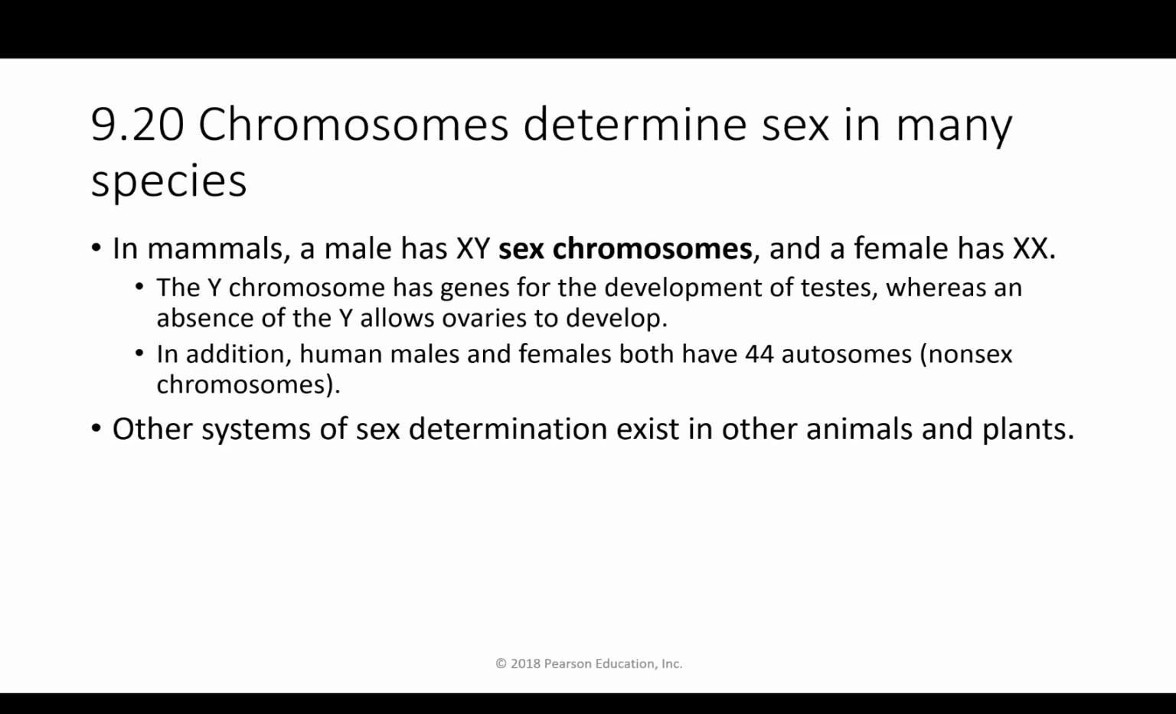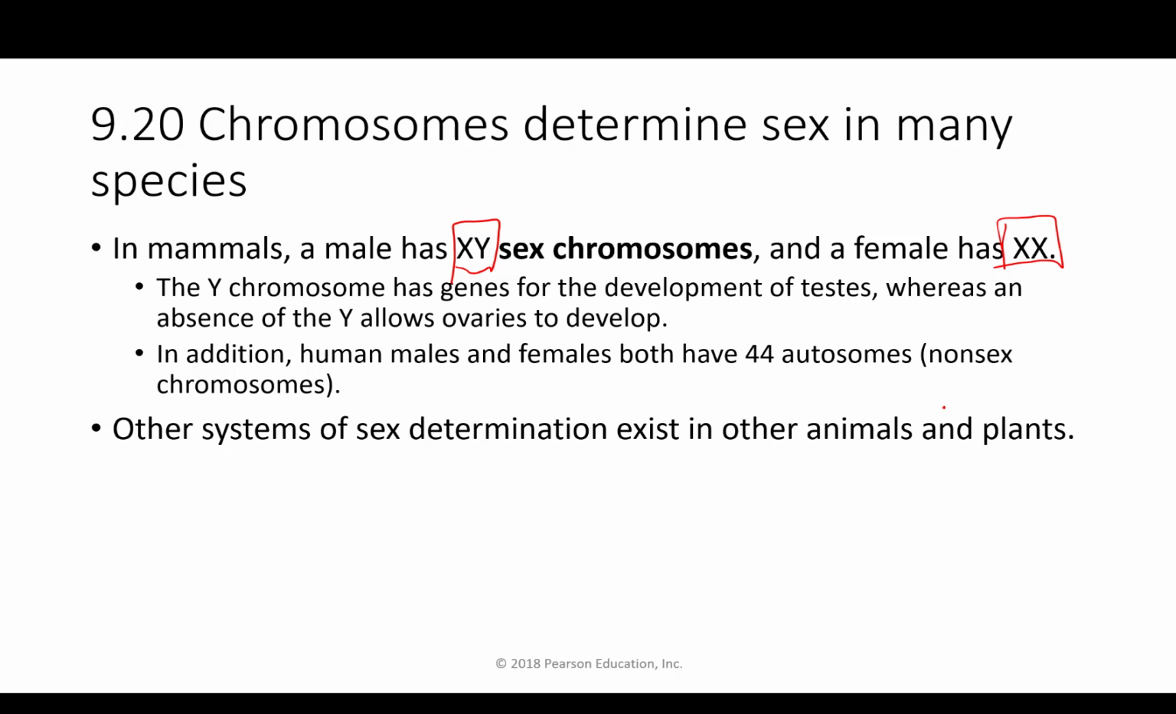So just as a review, males have XY, and females are XX. If you do not have a Y chromosome, you don't get testes or the secondary sex characteristics of a male. Now we have 44 autosomes, which are cells that are not sex cells, body cells. And we have one set of sex chromosomes.